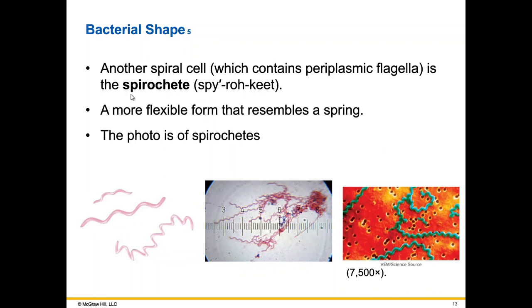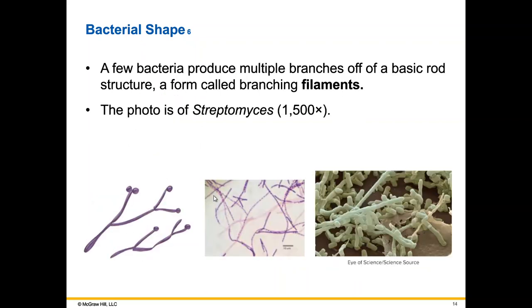Next, we have spirochetes. All right, again, spiral shaped. However, their bodies are more flexible. So that's the main difference here between spirochetes and spirillum, is the flexibility of their membranes.